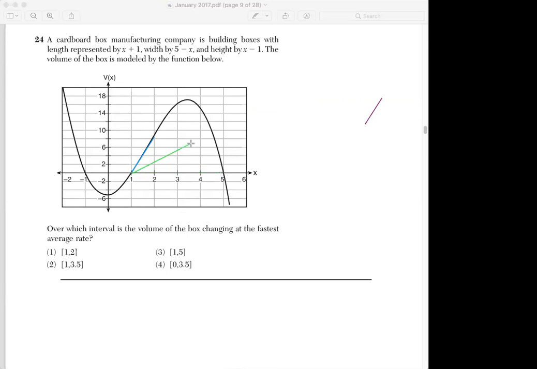From 1 to 3.5, the slope is less than the first one. And from 0 to 3.5, that slope is also less than the blue one. So the answer to this is answer choice 1. This has the fastest average rate of change because, I'll do it in this purple, from here to here, this is a steeper slope than all of the others.